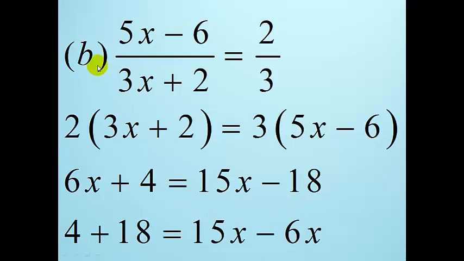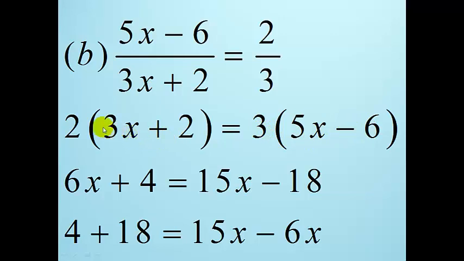Now let's look at the example in B. Given 5x minus 6 divided by 3x plus 2 is equal to 2 over 3. Solving for this equation means that we are solving for the variable x. Now we cross multiply. So 2 multiplies 3x plus 2, and 3 also multiplies 5x minus 6. Now we have 2 times 3x plus 2 is equal to 3 times 5x minus 6.